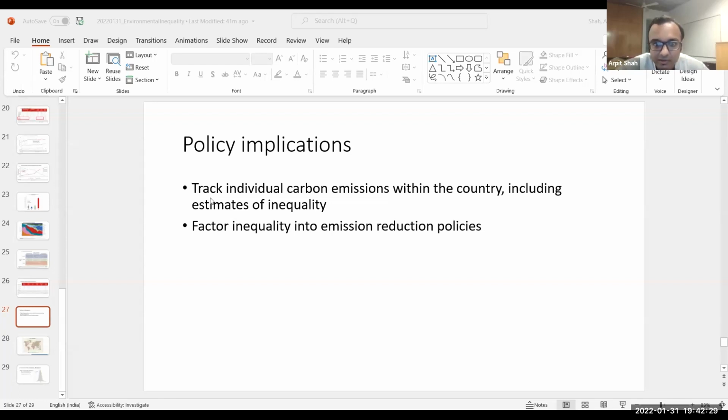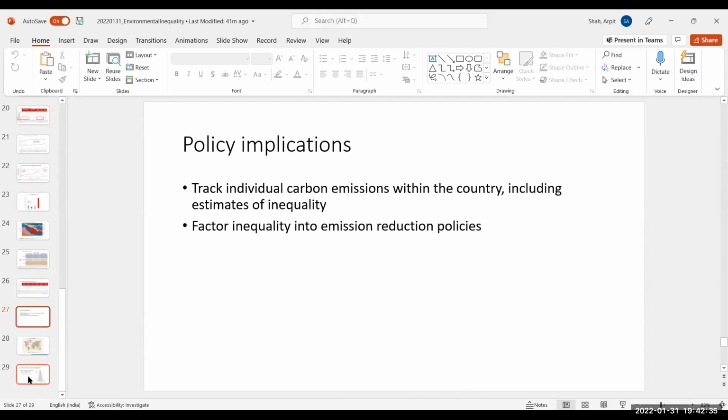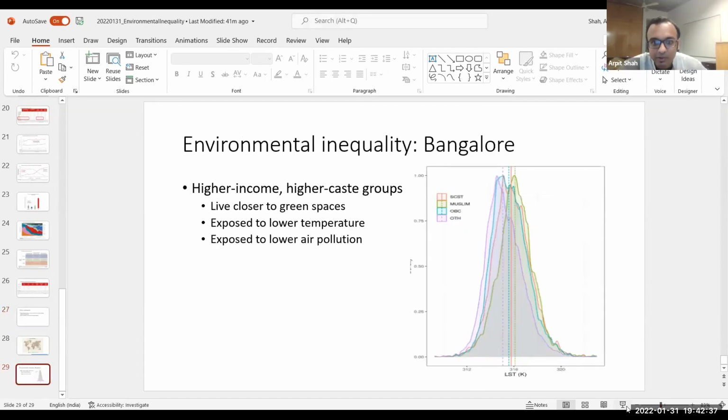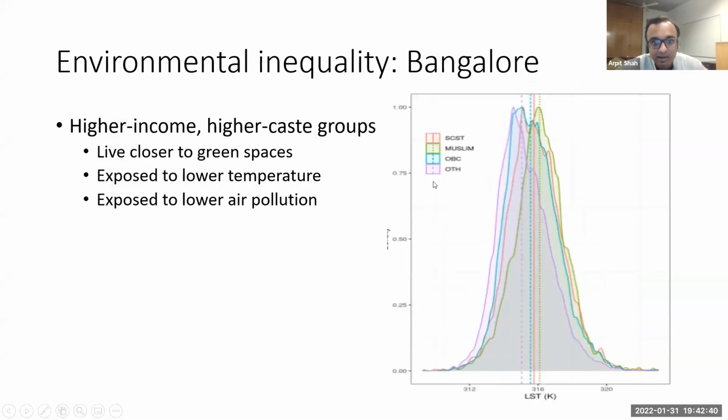This is based on research we are doing here right now at IIM Bangalore. Is my screen visible? Yes, it is visible. Okay. So this is research we're doing here right now at IIM Bangalore.